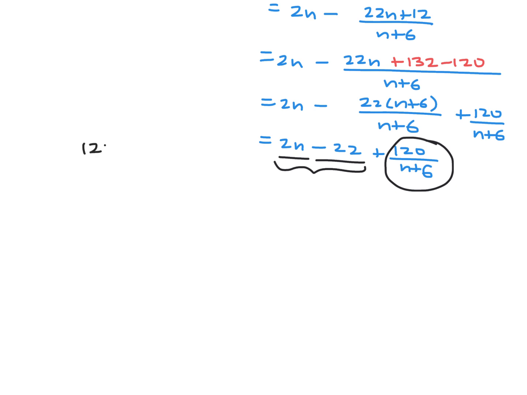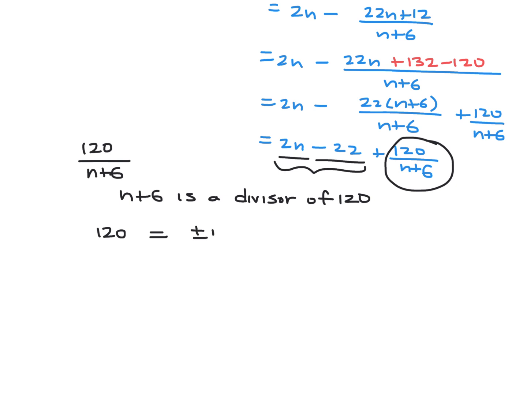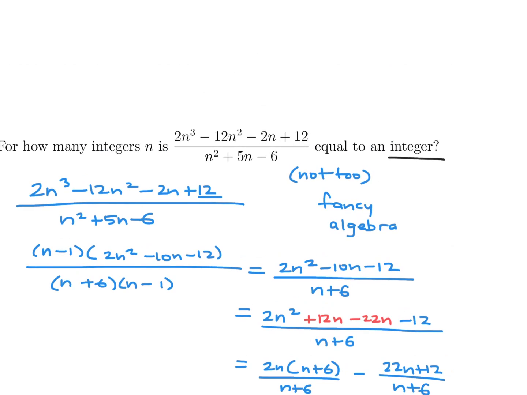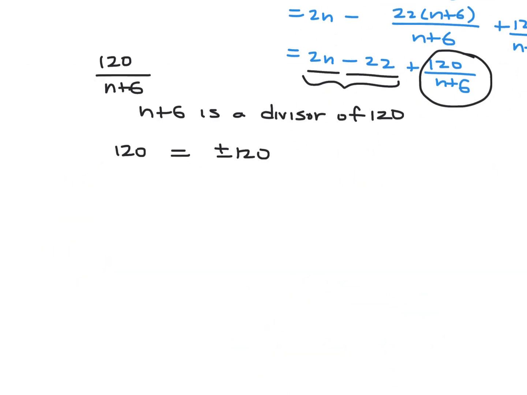Well, 120 divided by n plus 6 will be an integer when n plus 6 is a divisor of 120. And 120 has, unfortunately, a lot of divisors. There's plus or minus 1, plus or minus 120, because I don't think it says anything about positive or negative, right? Just integer. So it could be negative. Plus or minus 120, plus or minus 60, plus or minus 40. There's a lot, actually. But there's 32 of them, 32 divisors. And for each of those divisors, you'll get one value of n.